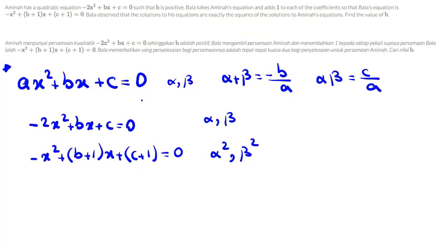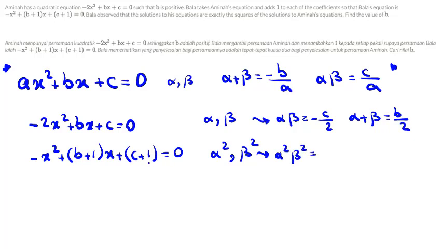Okay, so by this idea, we can say here alpha beta is c over a. So here it will be c over negative 2, which will be negative c over 2. Alpha plus beta is negative b over a, and a here is negative 2, so negative this over this will be b over 2. And the next one, alpha squared beta squared is c over a. Here it will be c plus 1 over negative 1, which will be negative (c plus 1). And alpha squared plus beta squared is what? Negative this over this, which will be b plus 1.